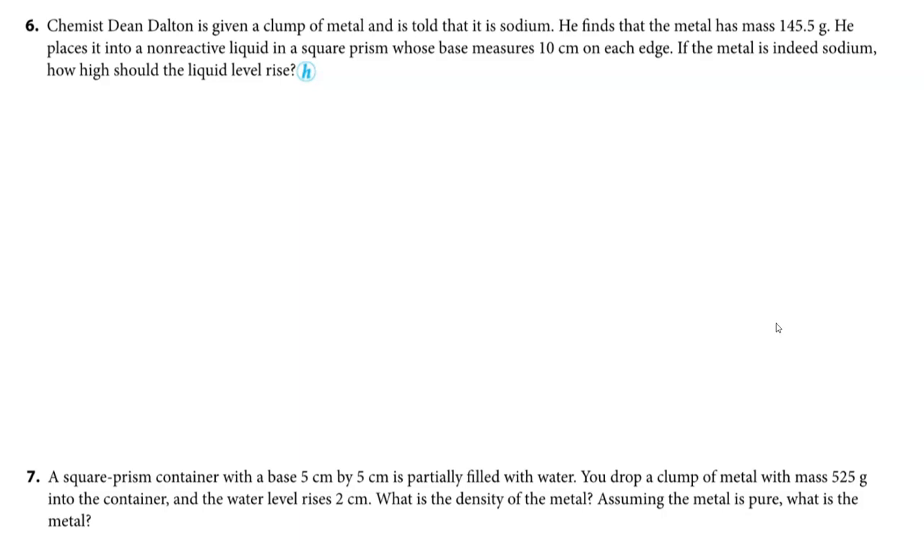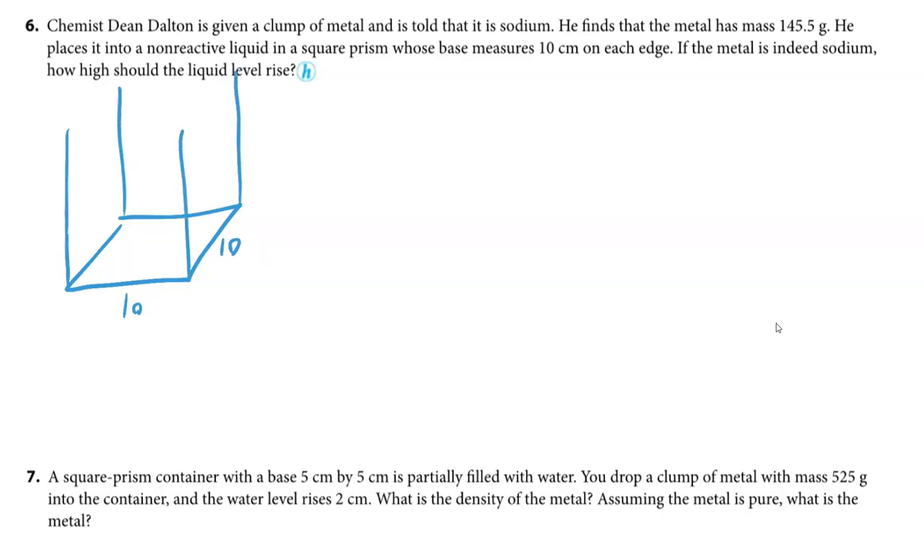Okay, so we got a square prism whose base is 10 centimeters by 10 centimeters. Okay, and so here's the prism. It just keeps going up to infinity. All right, and it had some water level, right? Here was the previous water level. And if the metal is indeed sodium, how high should the liquid rise? So what should it go up to here if it is sodium?